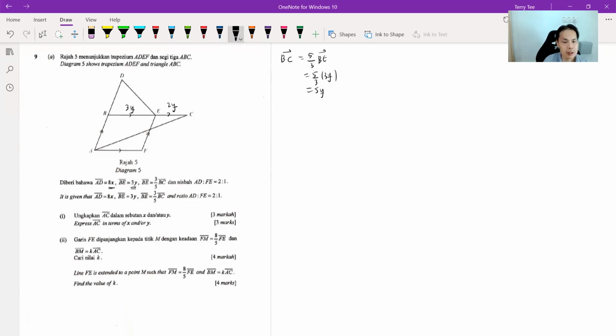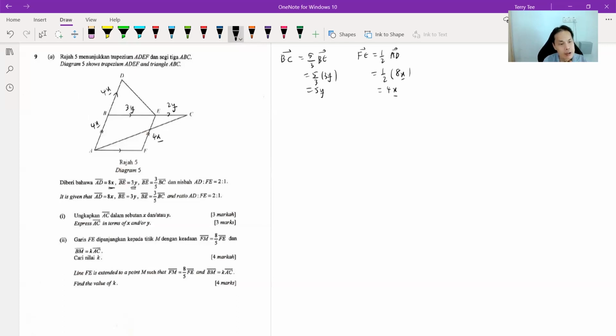At the same time, the ratio of AD to FE is 2:1. That means AD is 2 and FE is 1. Now, FE is the same as AB. This is 1, so the whole thing is 8x. FE is half of AD, and since AD is 8x, half of it will be 4x. So I'm going to label 4x here and 4x here.